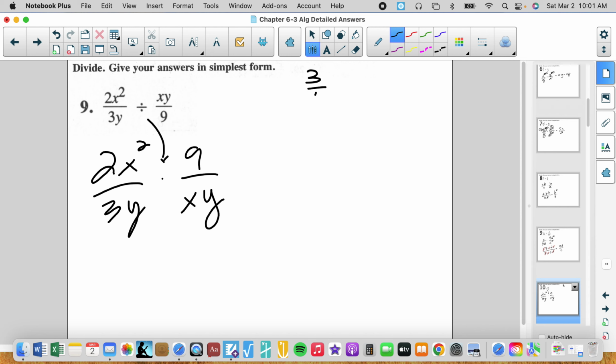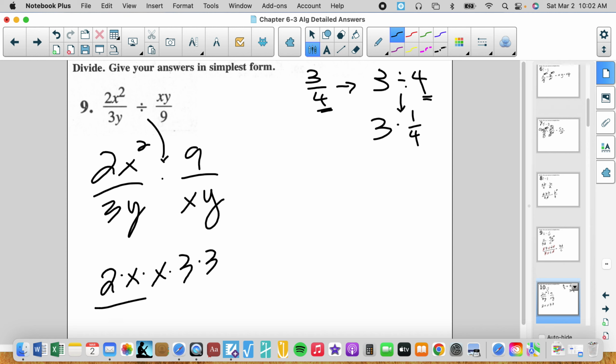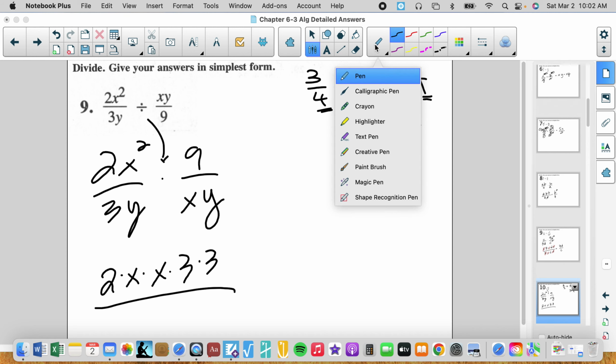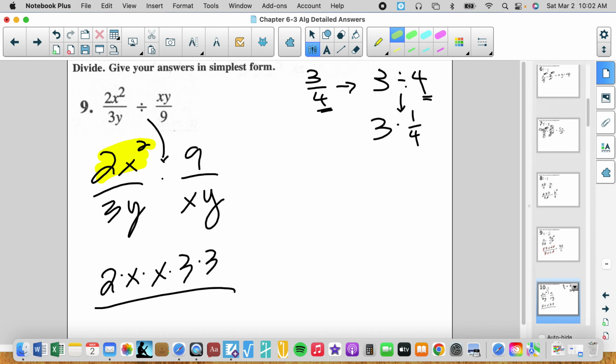Well, when we see this, we know that it can be written like this. And notice, this looks like it's in the numerator, but we know it's in the denominator. So that's why we take the reciprocal. Because it was in the denominator, we have to place it in the denominator. That's the logic behind all of that. 2 times x times 3 times 3. All I'm doing is taking the prime factorization of my numerators.